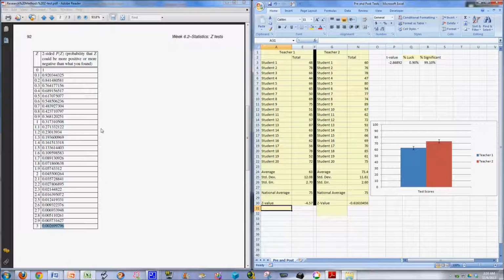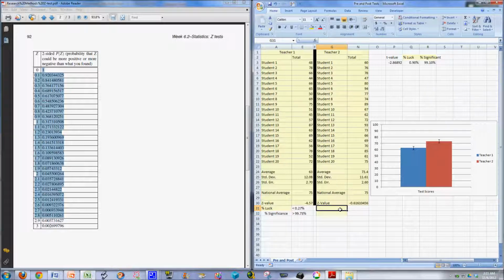Unfortunately, this chart that Dr. Bott has given us only goes up to 3. And as you can see, this value decreases as the z value increases. So all I can say for certain is that our percent luck on this trial is going to be less than, let's see, 0.27%. Which means that our percent significance is greater than 99.73%. That's supposed to be a percent, forgive me.